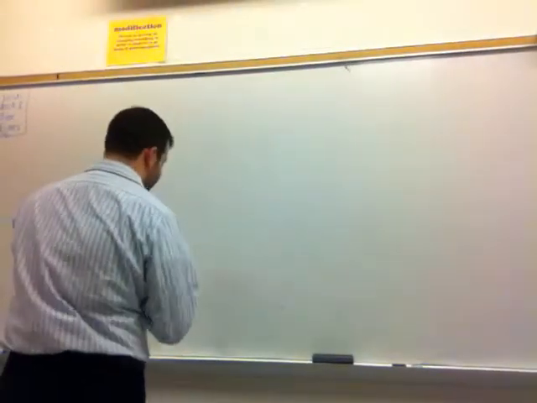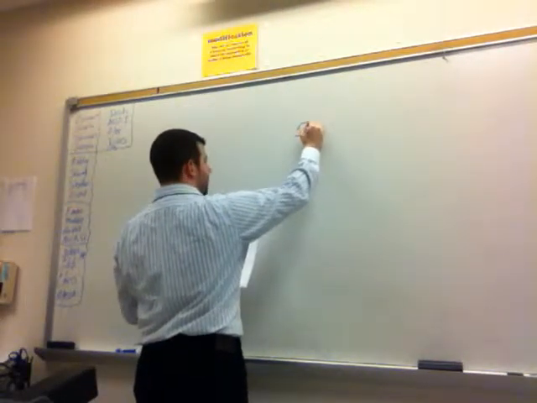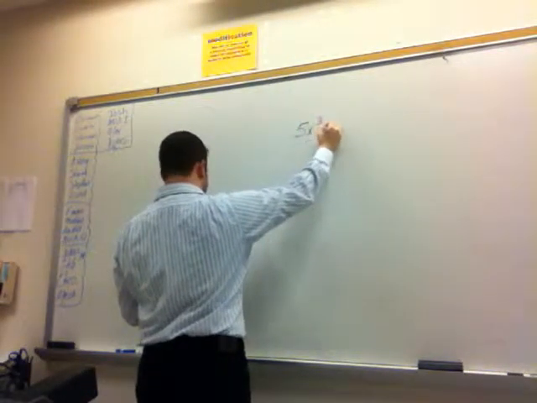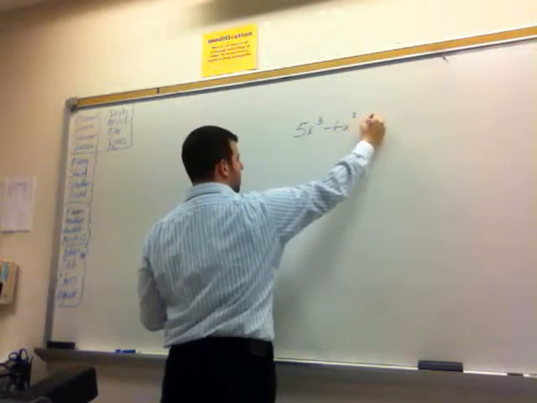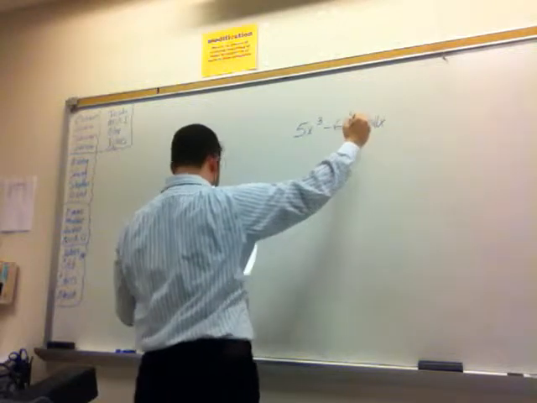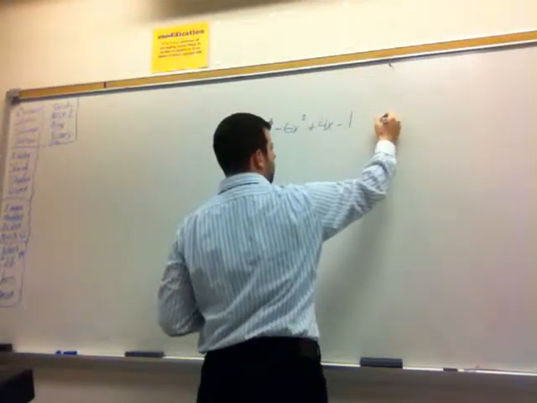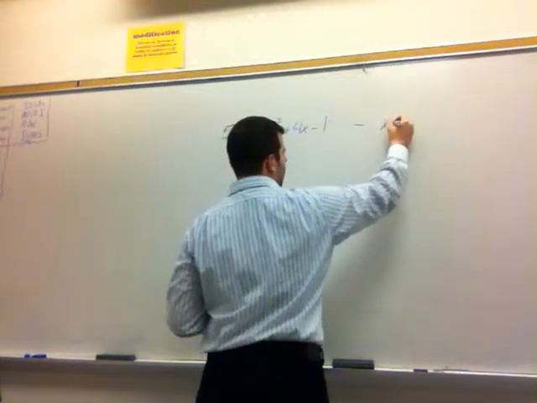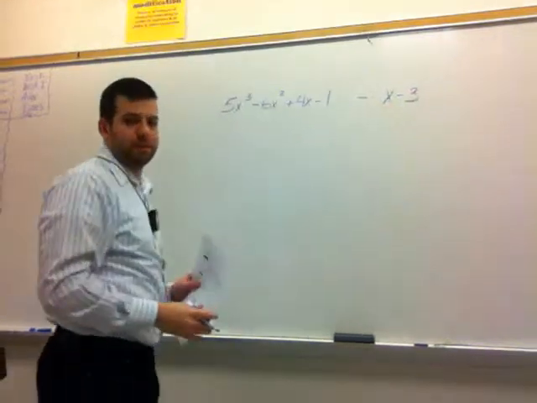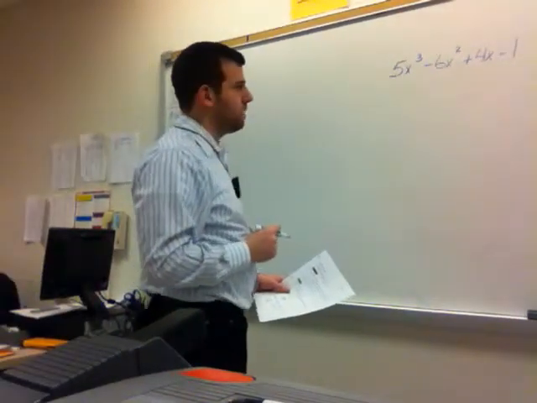Let's say, for example, we were going to divide the polynomial 5x to the third minus 6x squared plus 4x minus 1 by the binomial x minus 3. Well, there's a series of steps in order to complete this process.